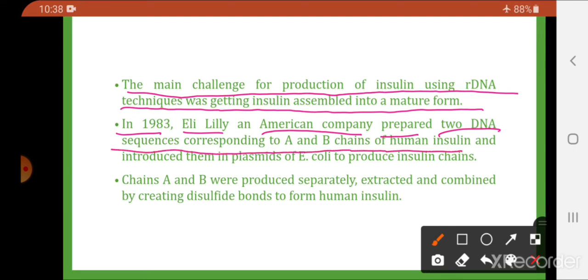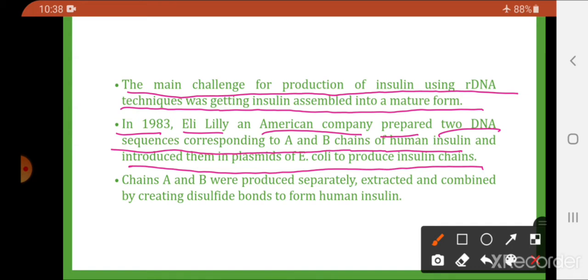of the human insulin. Eli Lilly company ने क्या किया? So they prepared the genes coded to synthesize chain A and genes coded to synthesize chain B. So उन्होंने ये दोनों DNA sequences को prepare किया. They prepared the DNA sequences corresponding to chain A and chain B and then introduced them in the plasmids of E. coli to produce the insulin chain.